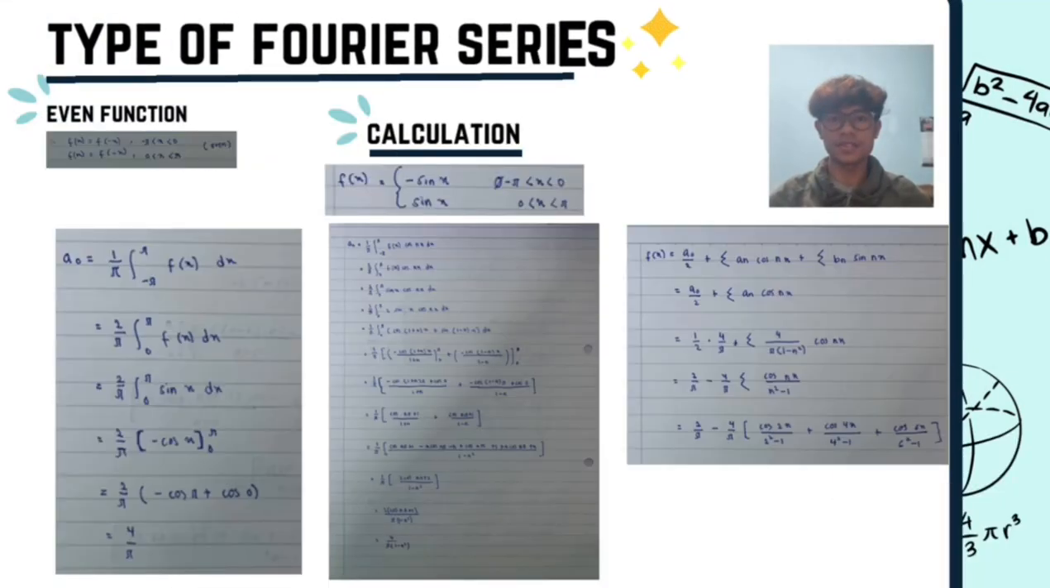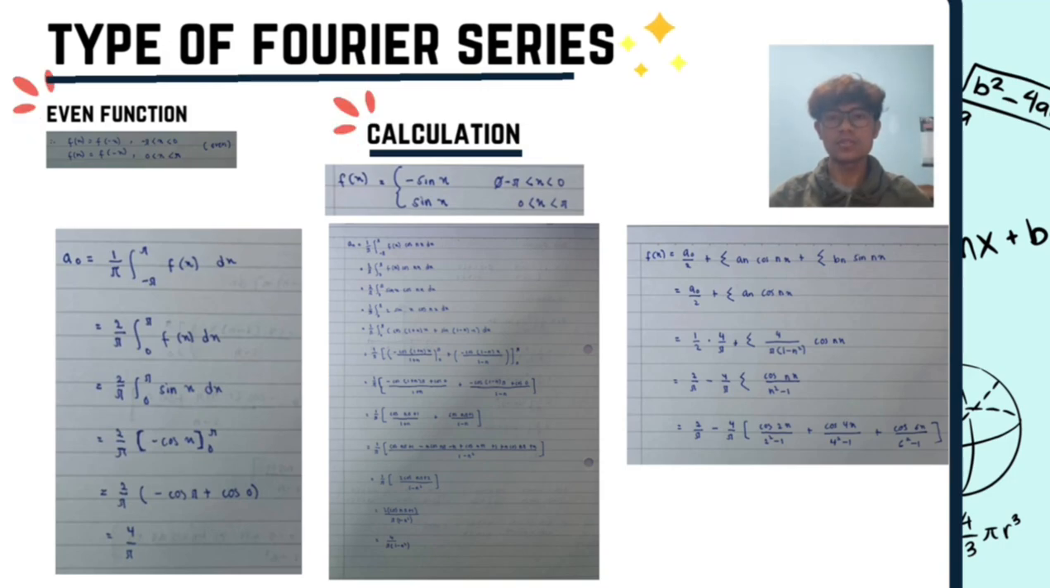Types of Fourier series. First is the even function. How do we know that this is an even function? If you look at the calculation below, you can see that f(x) is equal to f(-x) for both ranges, which means it satisfies the Fourier series property of an even function. We can conclude that the coefficient Bn is equal to 0.